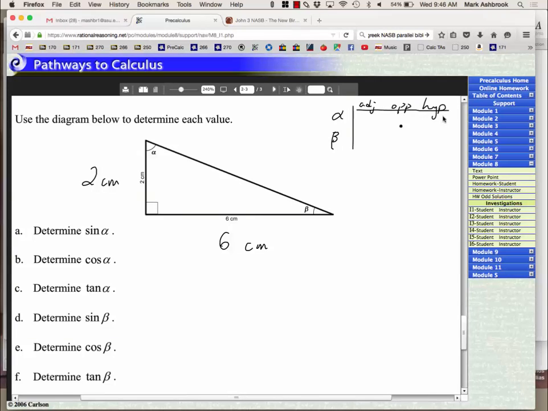Adjacent is always the leg, one of the short sides, that forms one side, one ray, of the angle. It's next to it. The opposite is always the leg that's directly across from the angle. Hypotenuse is always the long side, opposite of the right angle. So first, identify what those lengths are, and then determine all these with ratios, right? So use the ratios to write all these down.